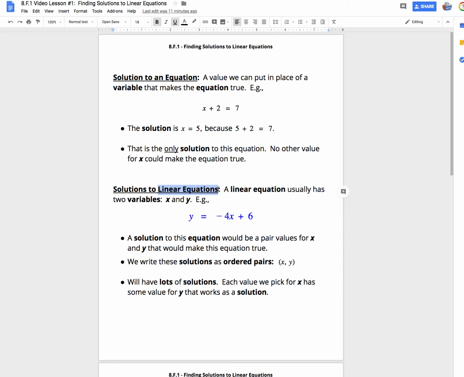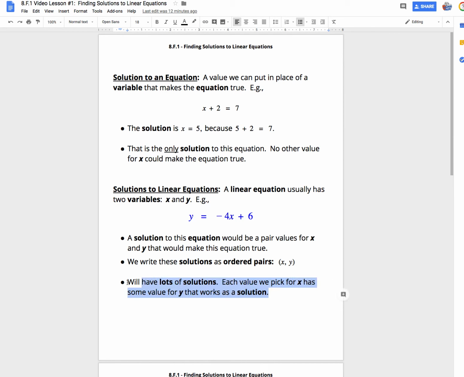This year, when we work with linear equations, they're going to have two different variables, an x and a y. So the solutions to these equations are a bit more complicated. A solution to this equation is going to be a pair of values for x and y that will make the equation true when we plug those numbers in. We're going to write these solutions as ordered pairs. We use parentheses, we list x first, comma, y's value.